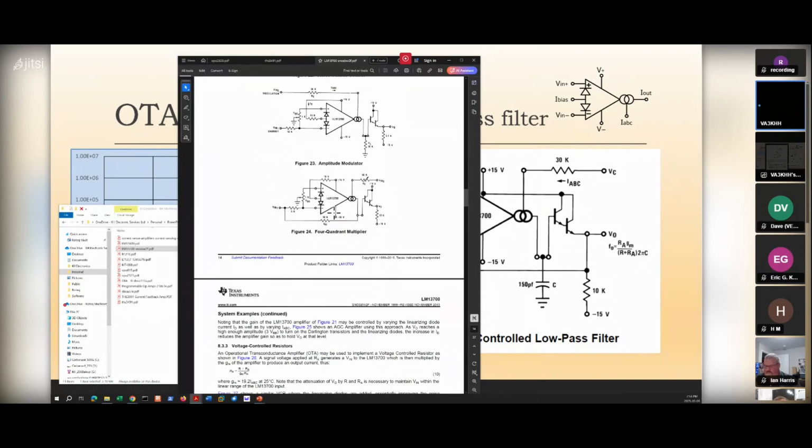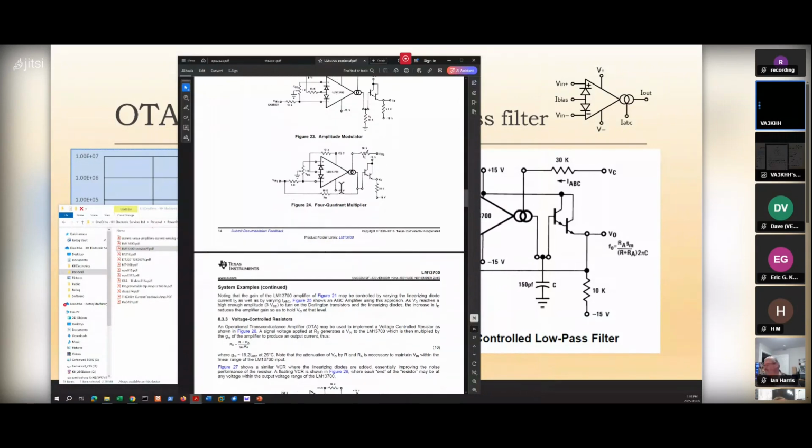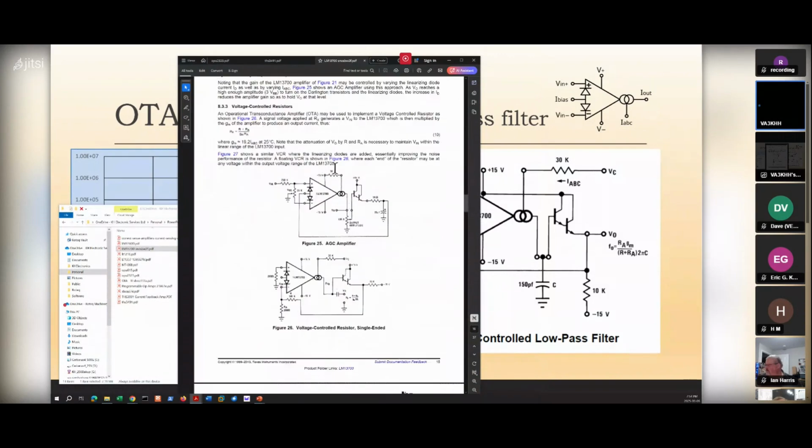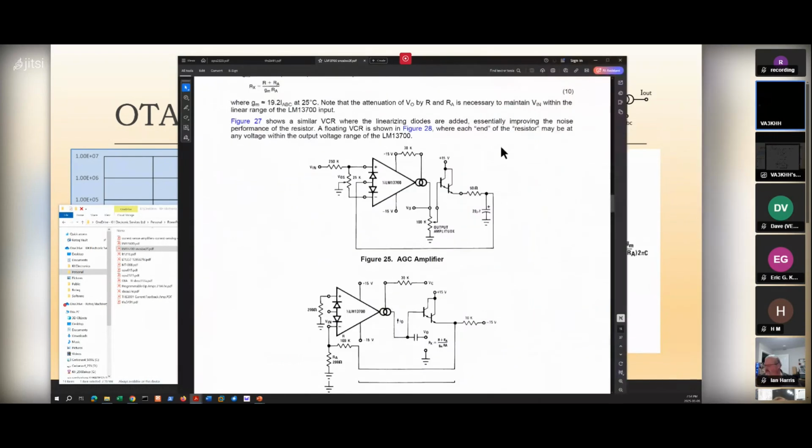This was the circuit we used to use on the 3080 back in the day to do some analog multiplication in control systems. So this was similar to what we used to have then. That AGC amplifier. You know what? Let me make this bigger here. There we go.